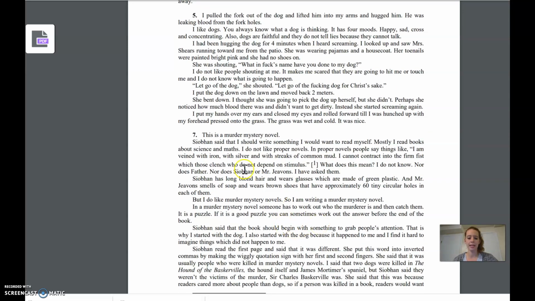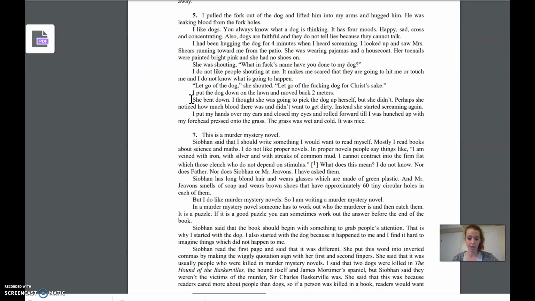I thought she was going to pick the dog up herself, but she didn't. Perhaps she noticed how much blood there was and didn't want to get dirty. Instead, she started screaming again. I put my hand over my ears and closed my eyes and rolled forward till I was hunched up with my forehead pressed onto the grass. The grass was wet and cold. It was nice.